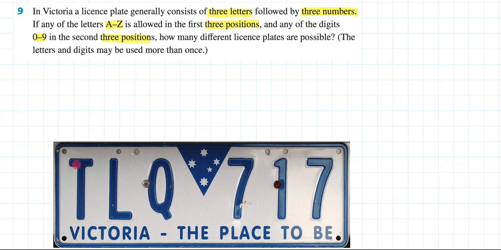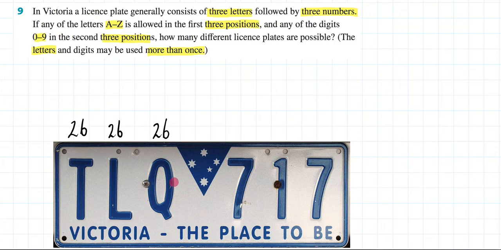So let's deal with our very first position. What are the possible letters I could have there? Well, because there's 26 letters in the alphabet, there's obviously 26 options for the first position. What about the second position? Well, because I know that I can use the letters more than once, this is also going to be 26. And so too for my third position, it will be 26. Now the question we have to ask ourselves is, are we going to plus these together or times them together?